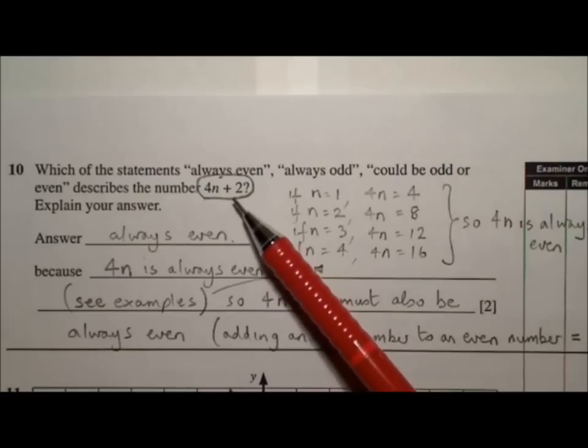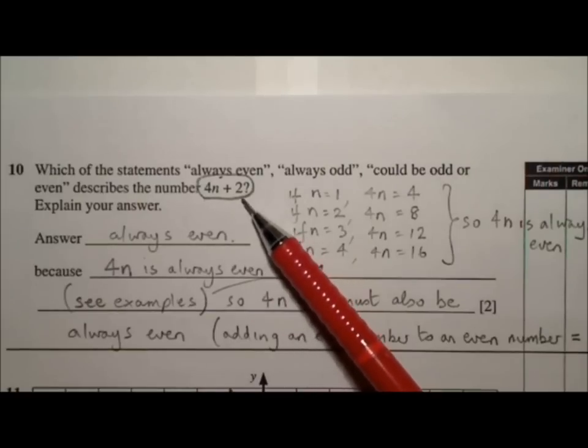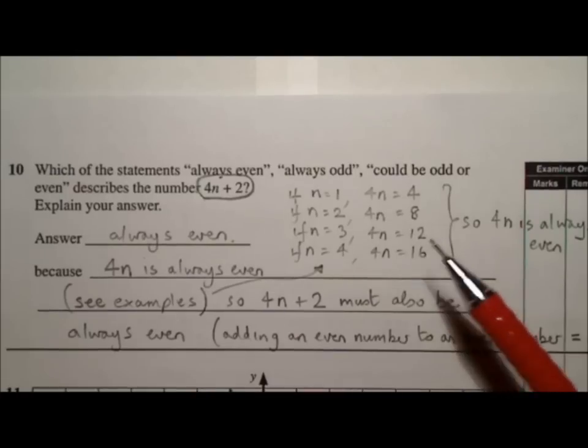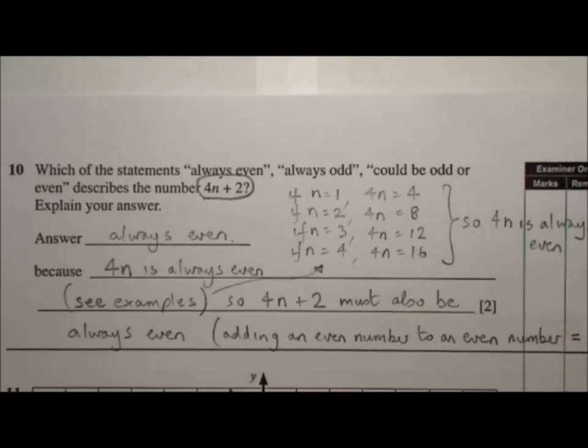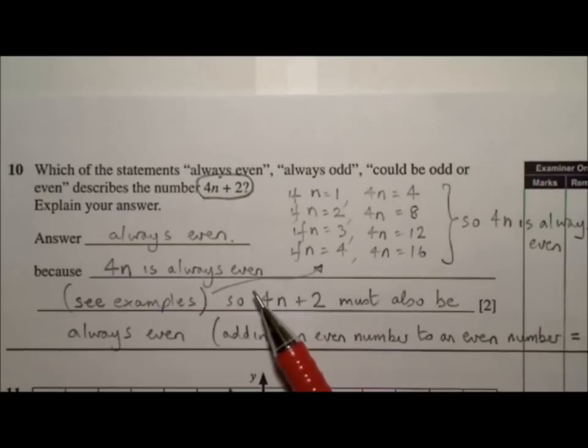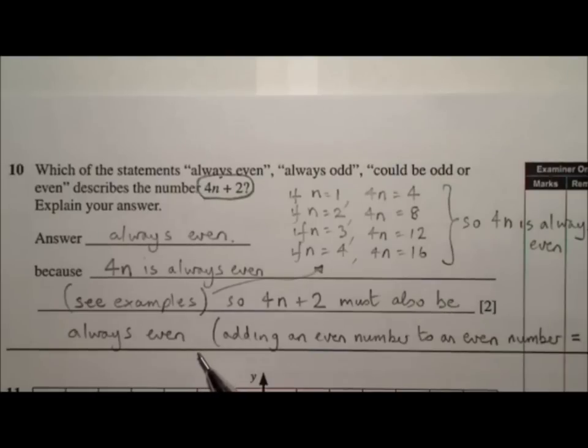So then if you add another even number, 4n add 2, if you add another even number to an even number, you still end up with an even number. So in this case the answer is always even, and the reason is because 4n is always even, so 4n plus 2 must always be even.